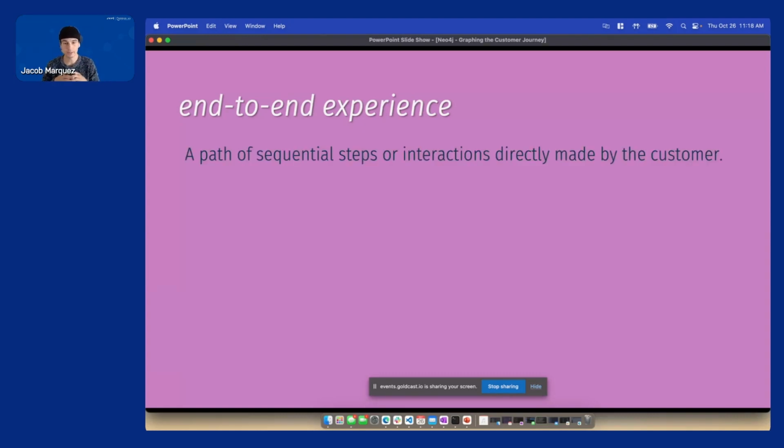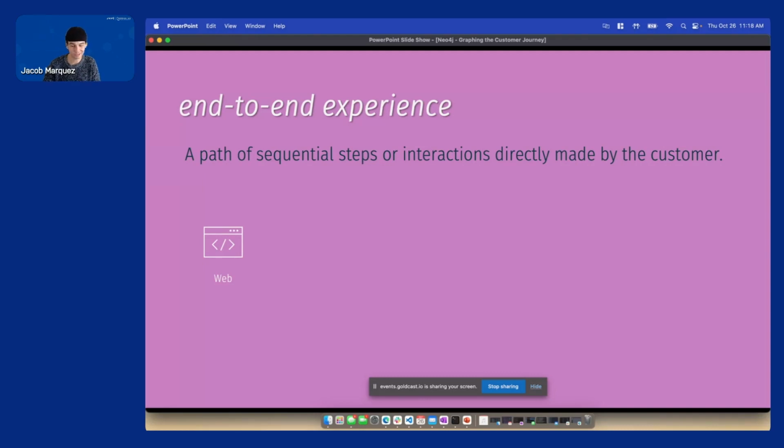And really, what we mean there is it's a sequential amount of steps or interactions that are made by the customer. There are also steps or interactions not made by the customer. Maybe it's made by the company. As a customer does something, it kicks off a process. You could include those within the graph as well. But here we're talking directly actions made by the customer.